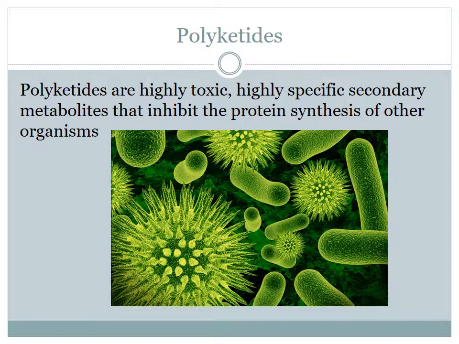And the final class of secondary metabolites I want to talk about are the polyketides. Polyketides are highly toxic, very specific metabolites that inhibit protein synthesis. So if you have one bacteria living next to another bacteria, and they don't want to live next to each other for very long, one bacteria will secrete a polyketide. That polyketide will stop the ribosome from working. Why are ribosomes important?